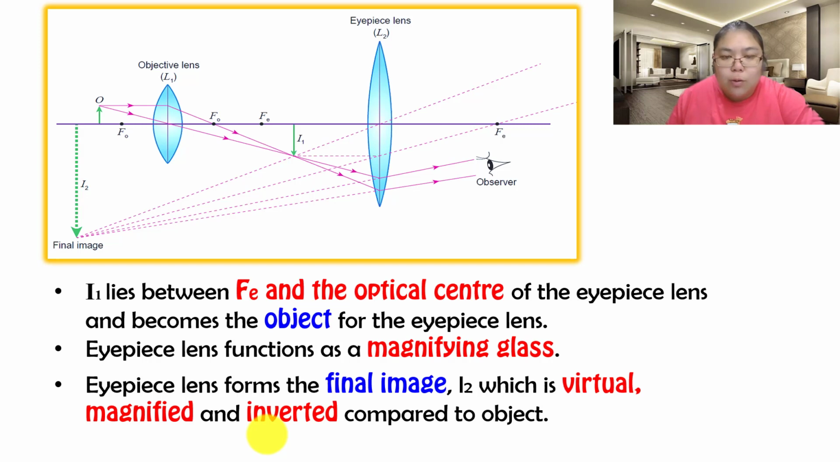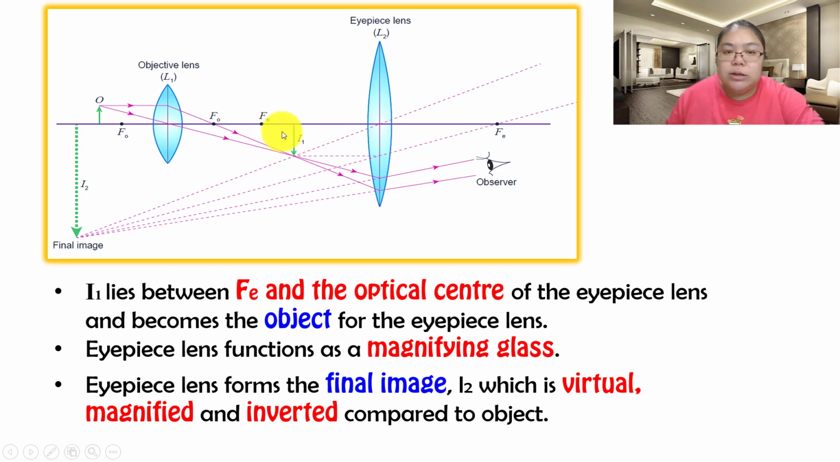So what you need to know: first, you need to know the location of the object you want to put. After that, you need to know FO and FE, which one is longer. And the distance between the two lenses must be more than FO plus FE. Then you need to know the characteristics of the first image: it's real, inverted, and also magnified. Next, you need to know the location of I1. The location must be between the center of the eyepiece and FE.